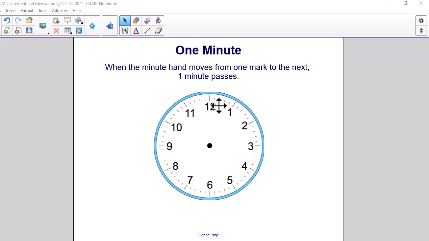The second tick mark represents 2 minutes. The third represents 3 minutes. The fourth one represents 4 minutes. And then this one represents 5 minutes if the minute hand is pointing to it.